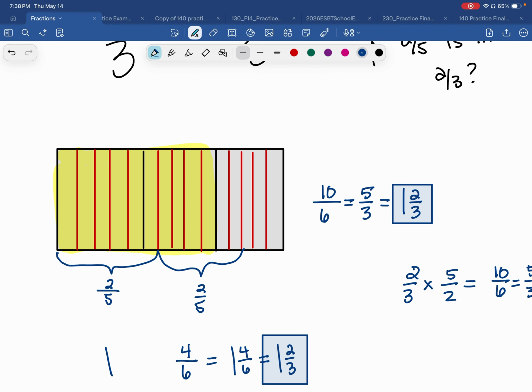Okay. Because the top is what you have, and that's your 2/3, your shaded part, divided by however many pieces are on the bottom, because that's your 2/5, right? Whatever that divisor is.